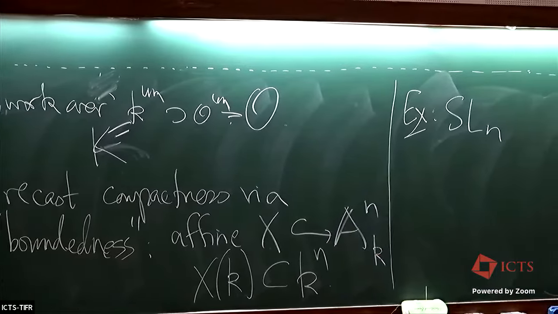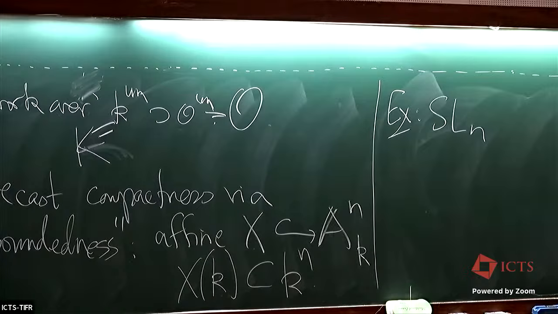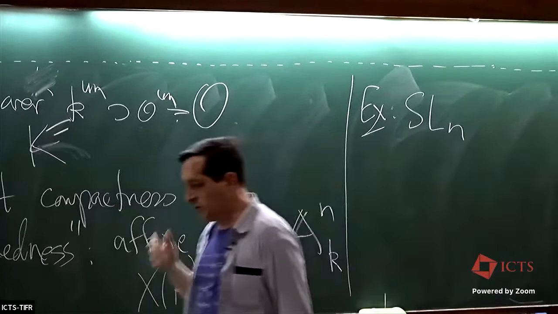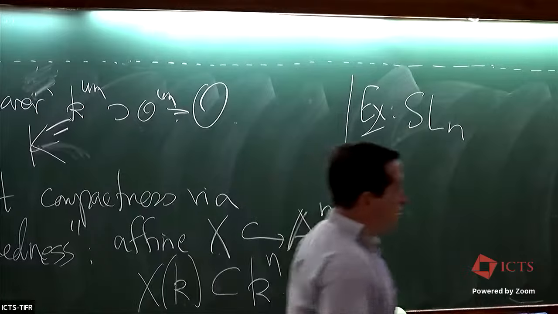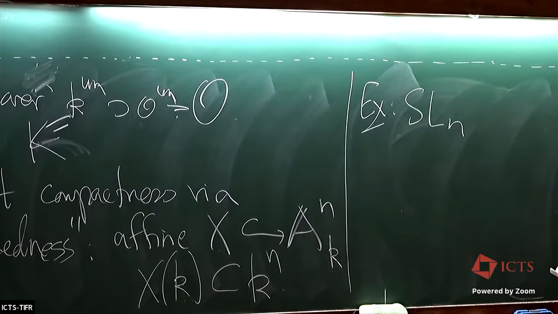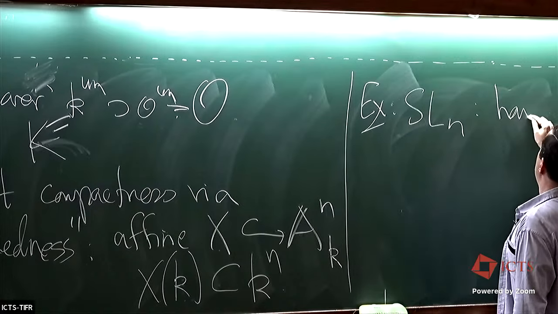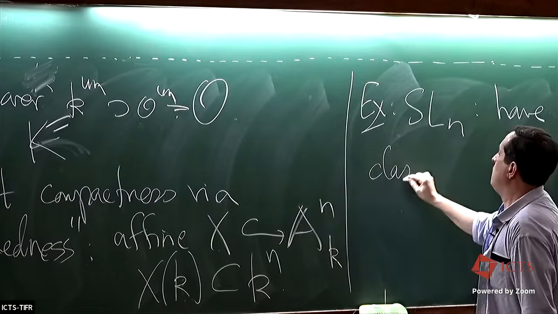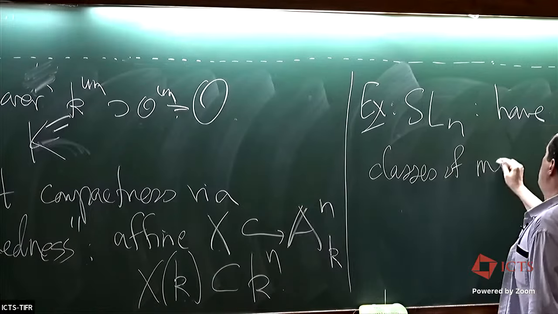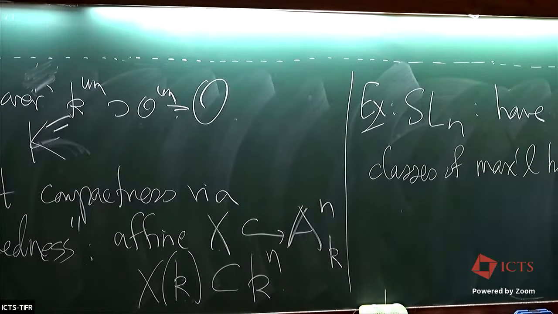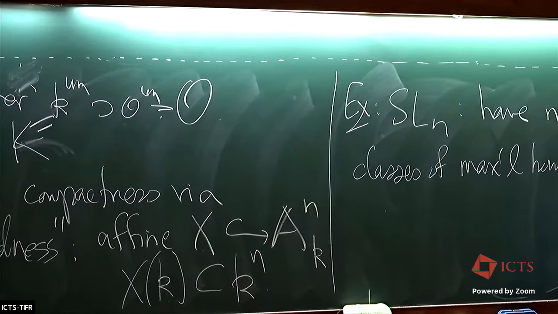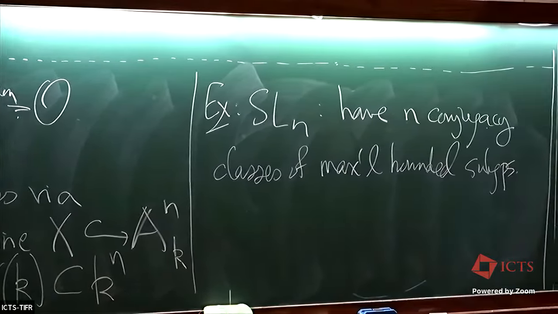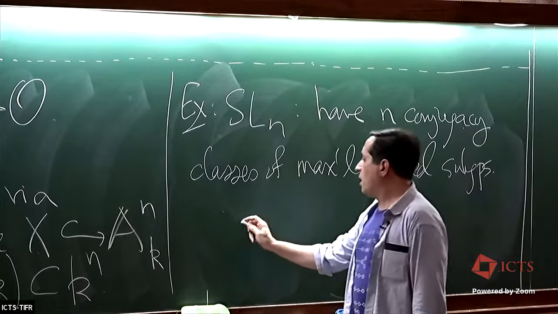Now for SL_N, something very interesting happens. You could say it's either good news or bad news, which is that conjugacy completely breaks down, although in a way that may look fairly mild. Here it turns out that we have n conjugacy classes of the maximal bounded subgroups.